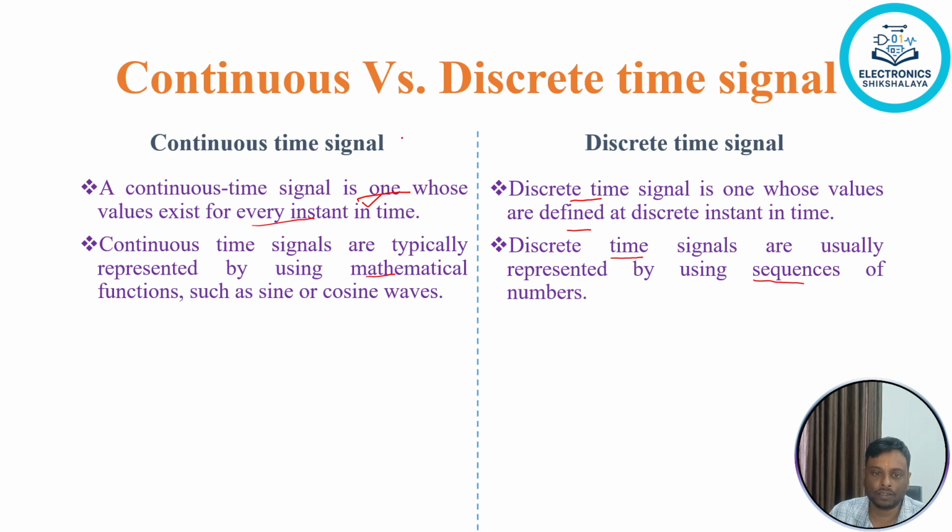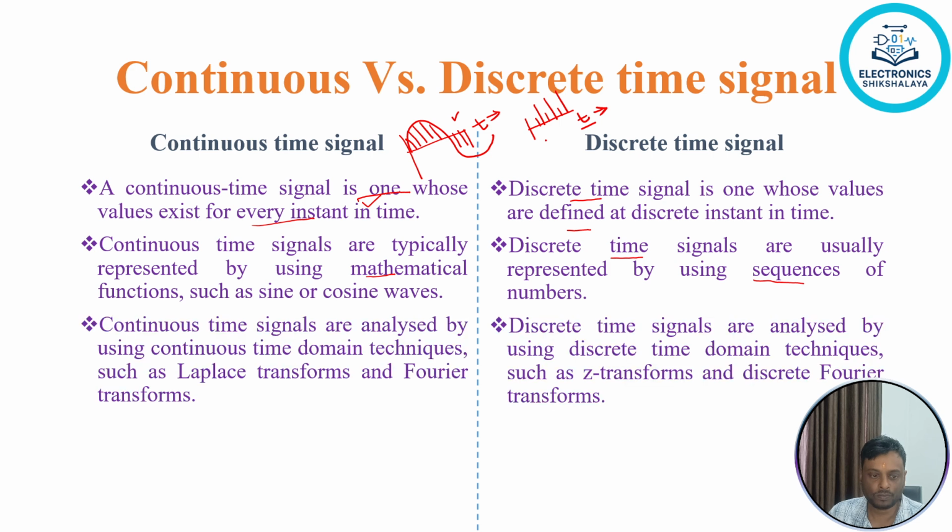This is a continuous time signal. You can see this is a typical sine wave over the time axis. The value is defined for every possible value of the time period. That is the meaning of a continuous time signal: we have a value at every instant of time. The discrete time signal is a sequence of numbers. We are not taking the value at every instant of time, we are taking it at discrete instants of time. That is the meaning of a discrete time signal.